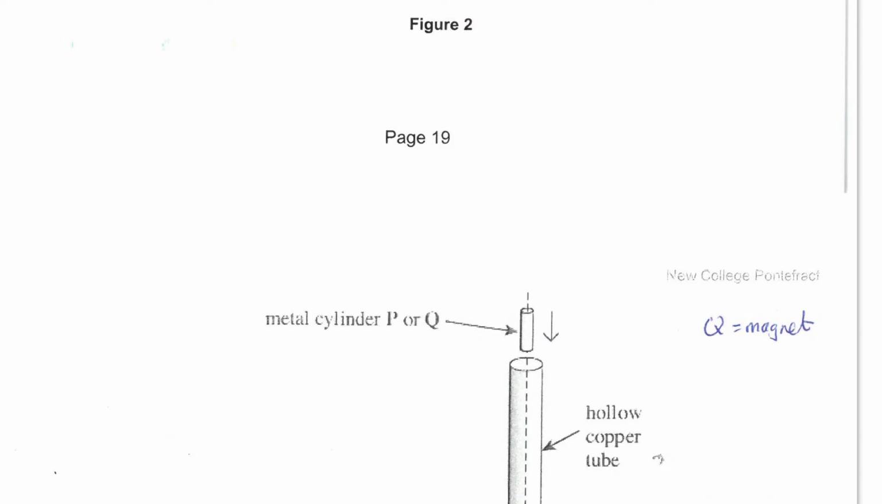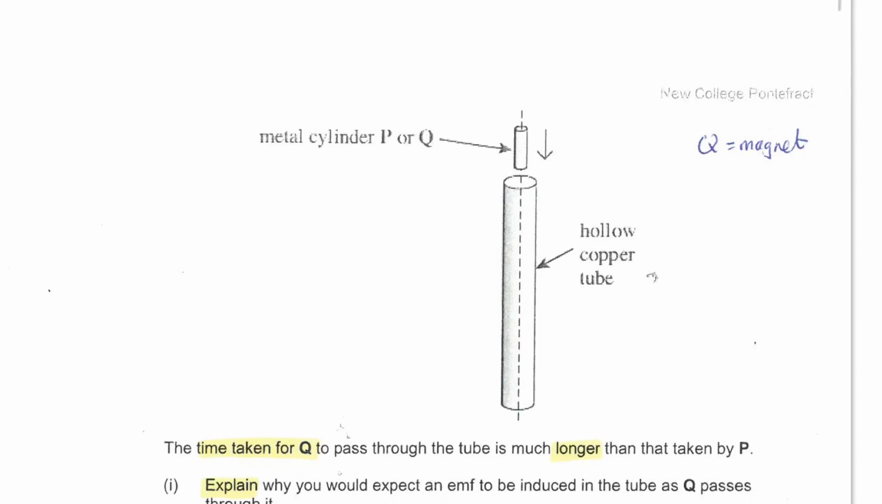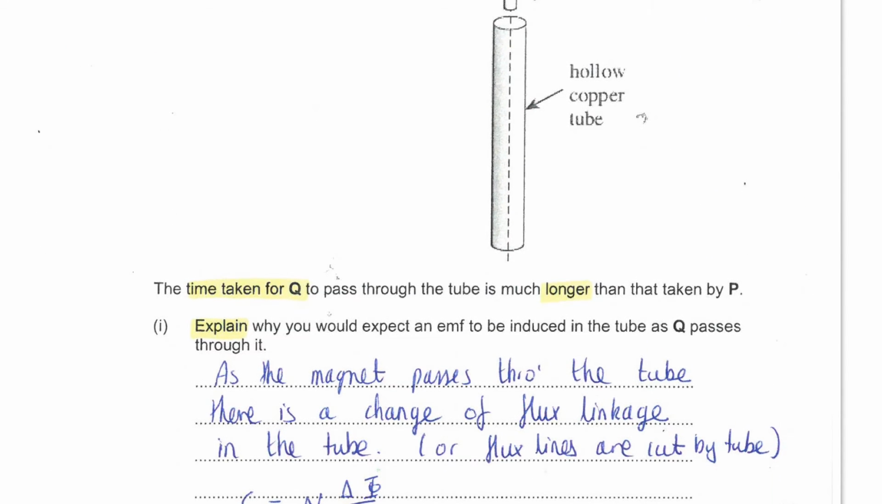Next, you are told that the steel cylinder Q is a strong permanent magnet. P and Q are released separately from the top of a long vertical copper tube, so they pass down the centre of the tube, as shown in this diagram. So just remember, Q is the magnet, whereas P is not. The time taken for Q to pass through the tube is much longer than the time taken by P.